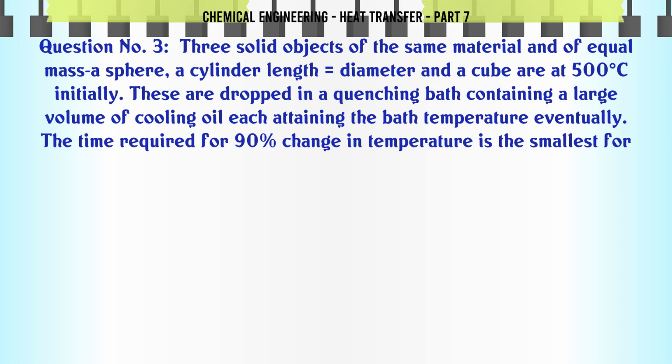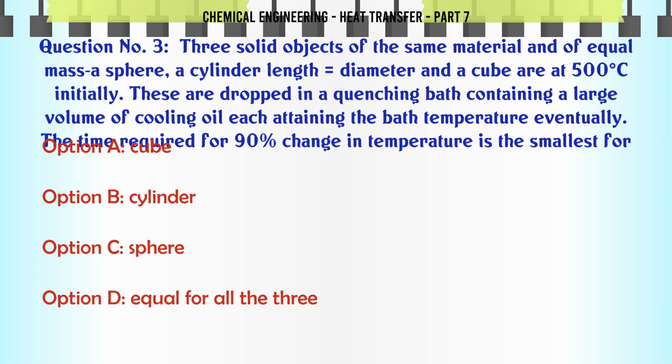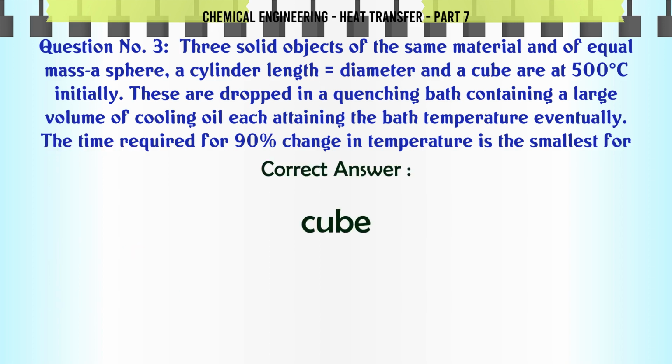Three solid objects of the same material and of equal mass, a sphere, a cylinder (length equal to diameter), and a cube, are at 500 C initially. These are dropped in a quenching bath containing a large volume of cooling oil, each attaining the bath temperature eventually. The time required for 90% change in temperature is the smallest for A. Cube. B. Cylinder. C. Sphere. D. Equal for all the three. The correct answer is cube.